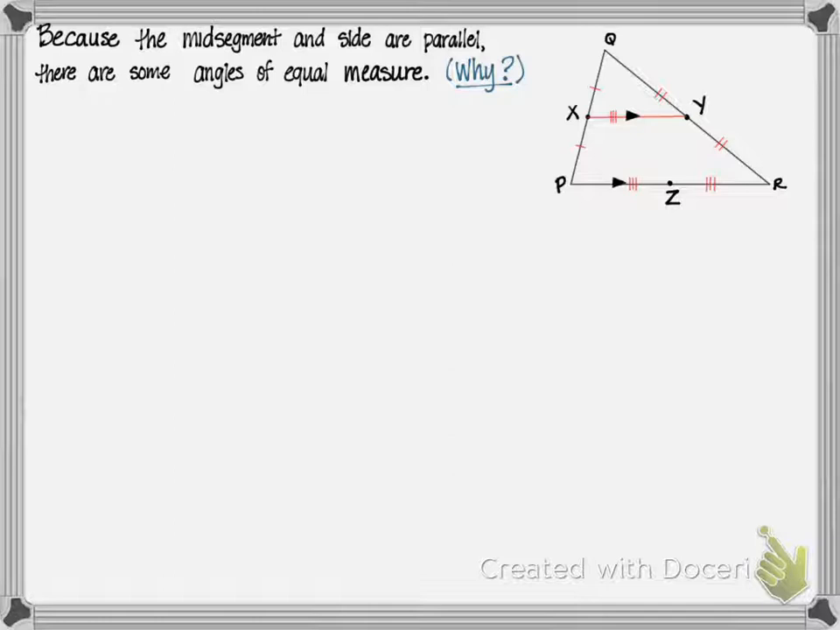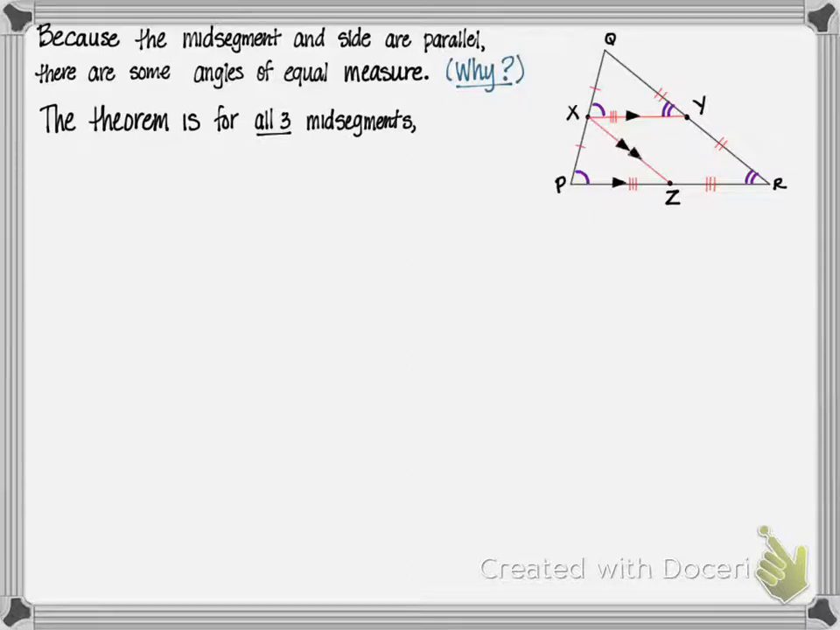And we note that we have some corresponding angles, and so that's why we get some congruent angles, or angles of equal measure. But we also have another pair of corresponding angles. This is true for all three midsegments, because the midsegment theorem is true for all three midsegments. So we're also going to get a lot of parallel lines, and therefore more corresponding angles.